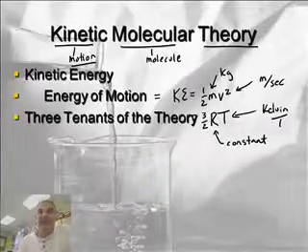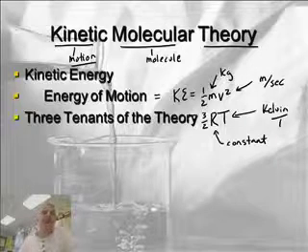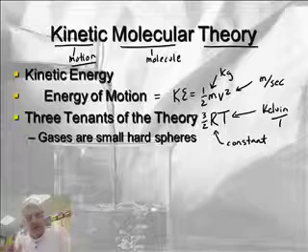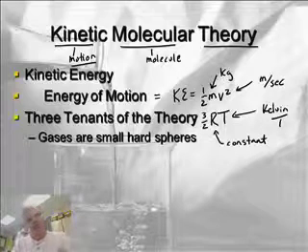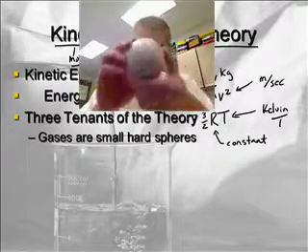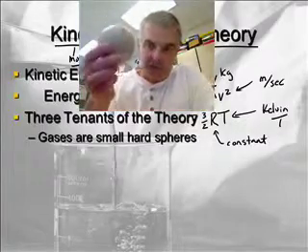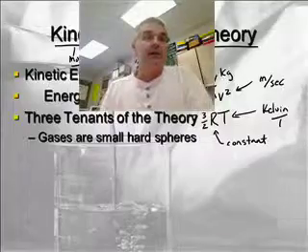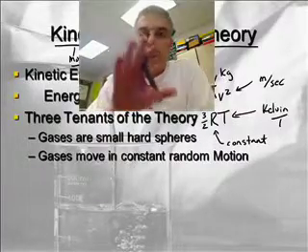There are 3 tenets to the kinetic molecular theory. It says that gases are small, hard spheres. So there are many, many tiny, hard spheres that are moving around in space. I want you to think of molecules as these tiny little spheres, and they're moving around. And they move in constant motion.